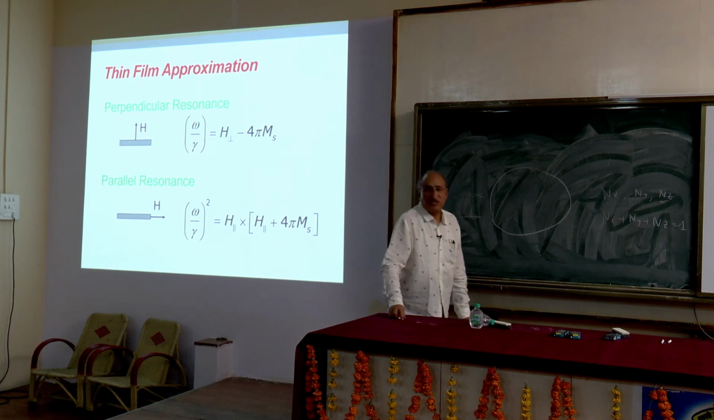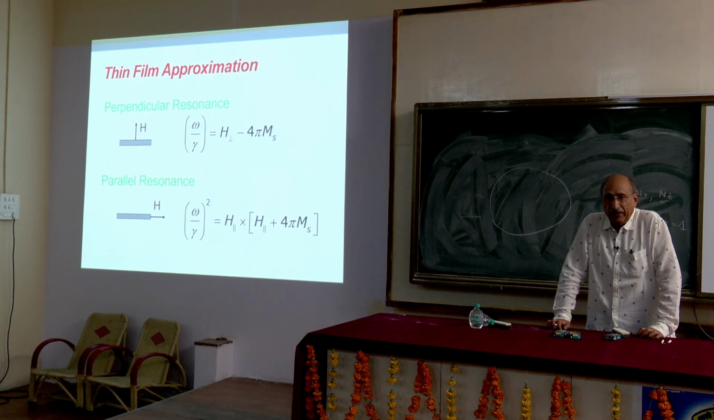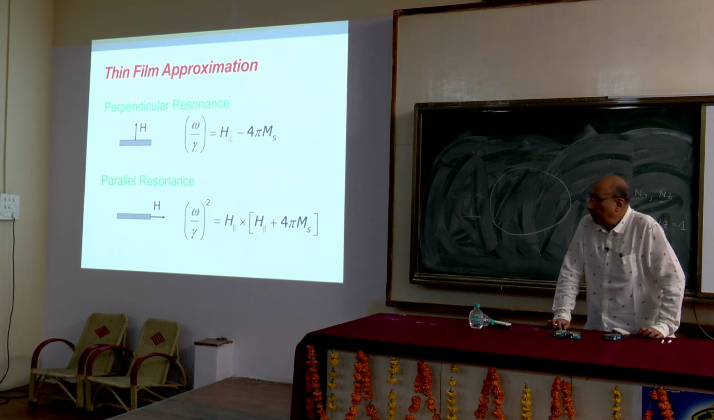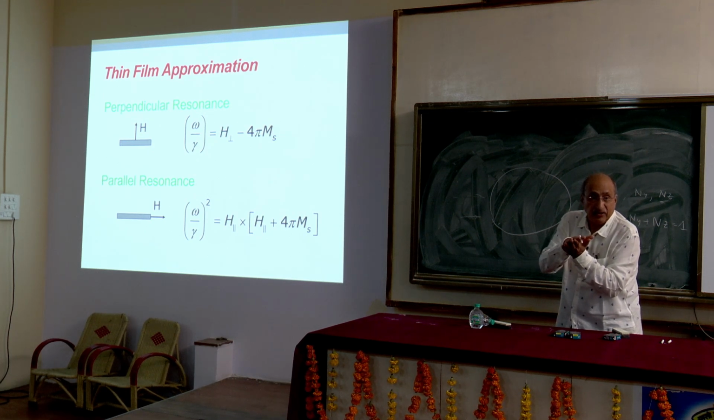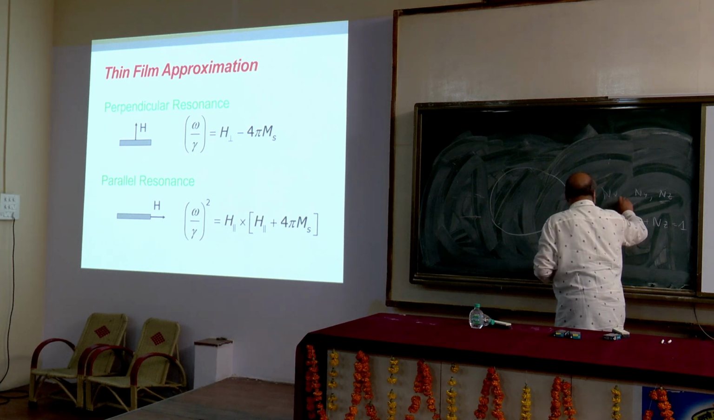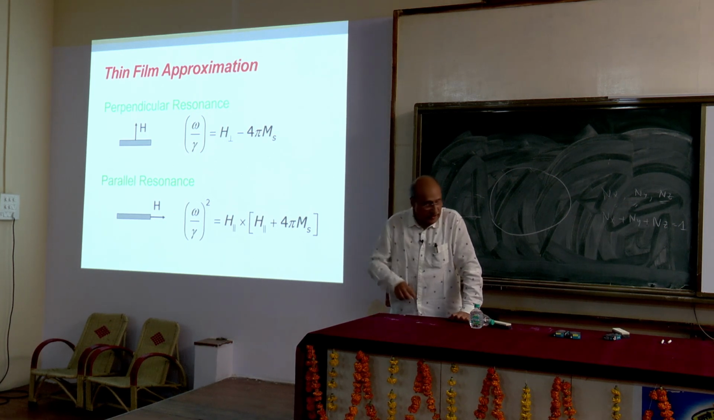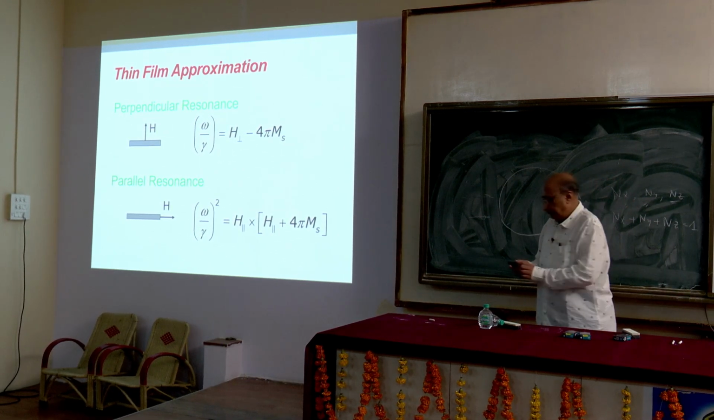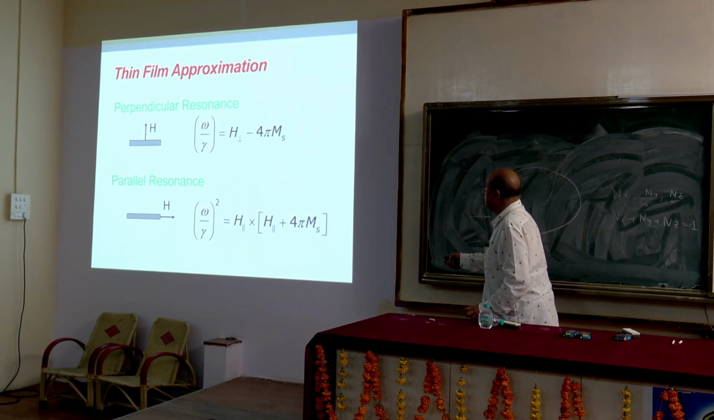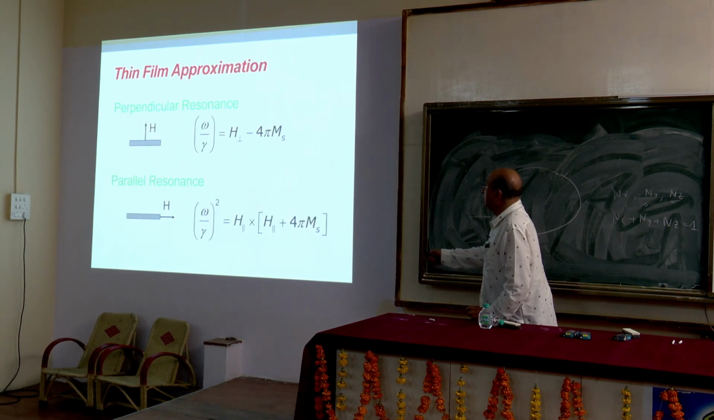That comes by the definition of nx, ny, nz. Now, because the poles are going to be very close by along this particular thickness, most of the demagnetization will occur in the z direction. So we take nx equal to 0, ny equal to 0, and nz equal to 1. Substitute in that particular equation, you will get the first equation. This one. Just take nx equal to 0, ny equal to 0, nz equal to 1. You will get this equation.